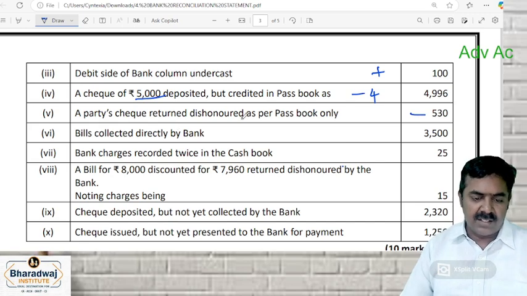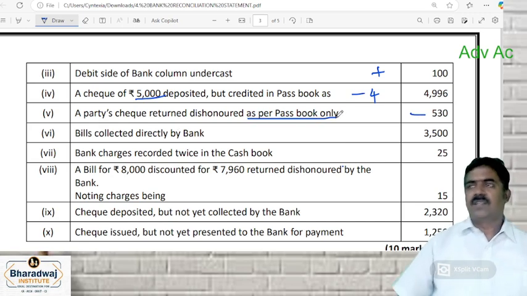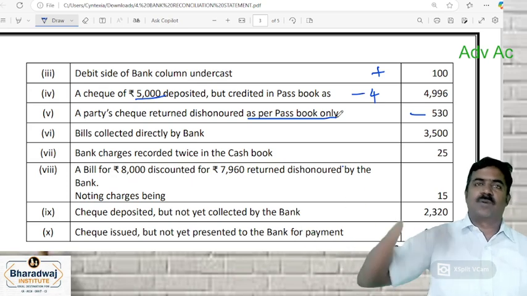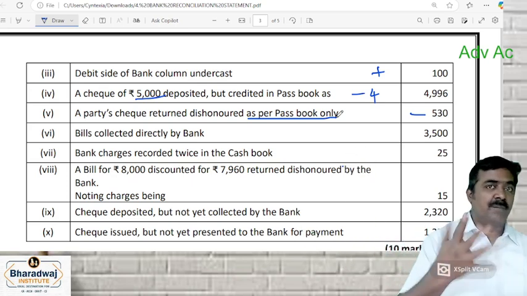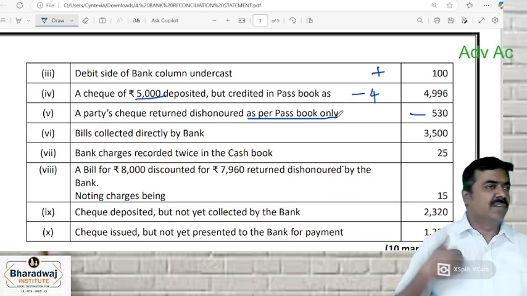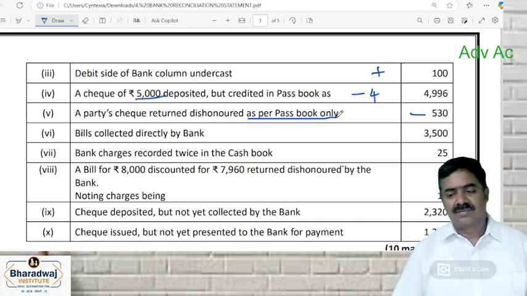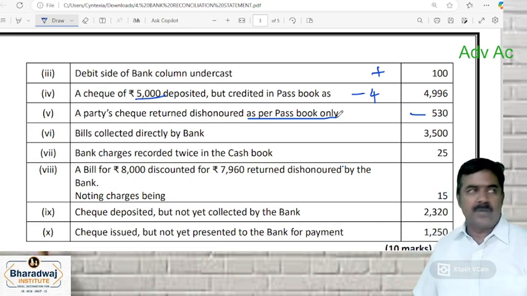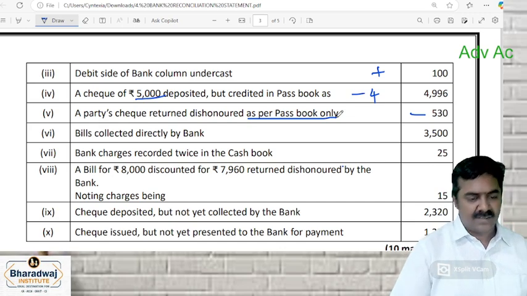A check returned dishonored as per passbook only means while depositing the check, customer would have added, but in the bank passbook we would not have added because it is dishonored. Customer has added, we have not added. So what to do? Normal add, but OD starting final minus.